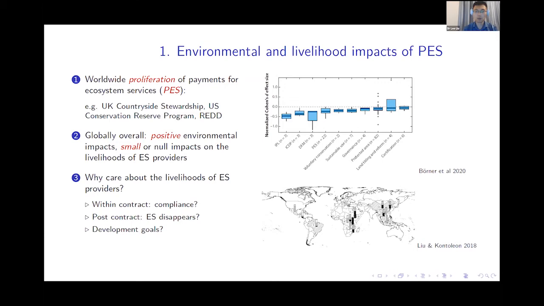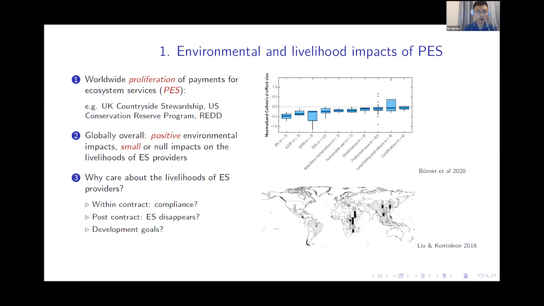Many researchers have been arguing that PES programs could be designed in a very smart way that induces some perpetual changes in institutions and people's behaviors, which get these people out of depleting forests once and for all. But obviously, this wouldn't be easy to achieve in practice, and this should be very context dependent.